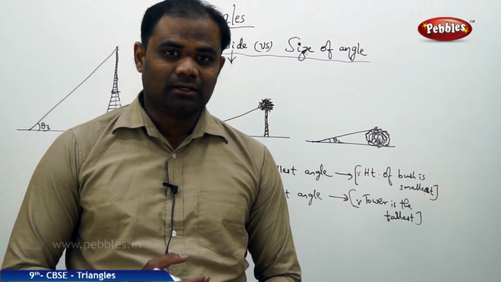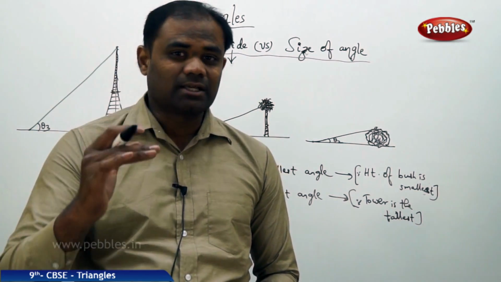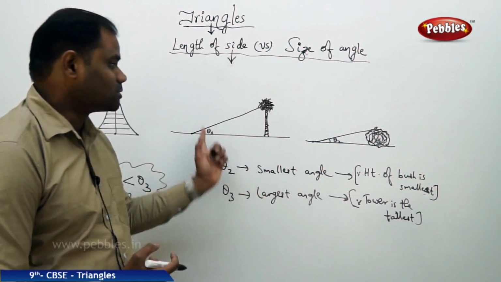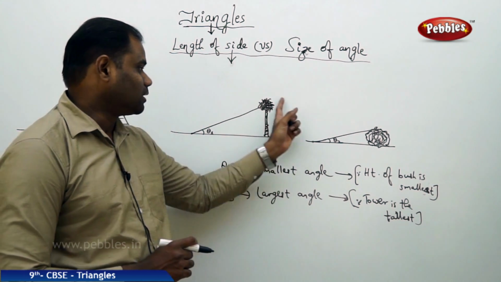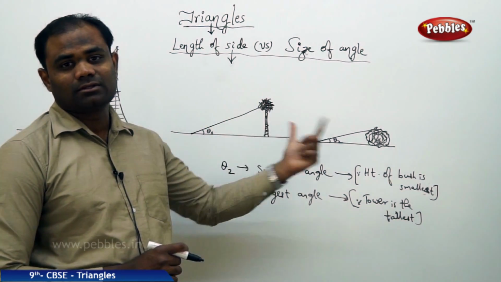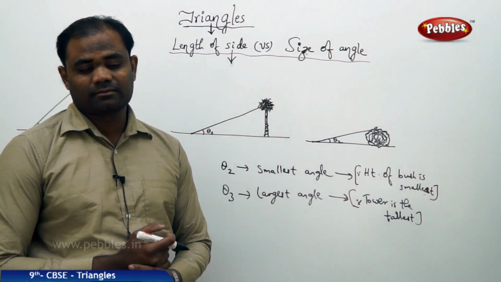Lesser the angle, lesser the side, or lesser the side, lesser the angle opposite to it. That is how we have the triangle connected with the angles of different heights.